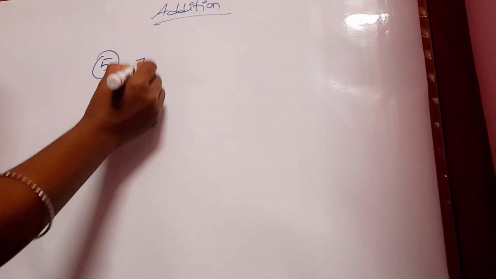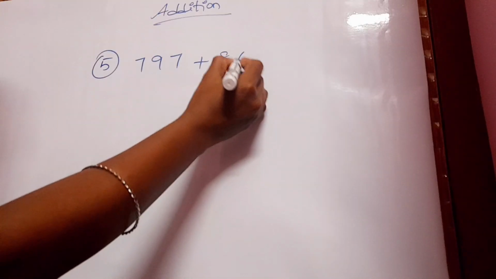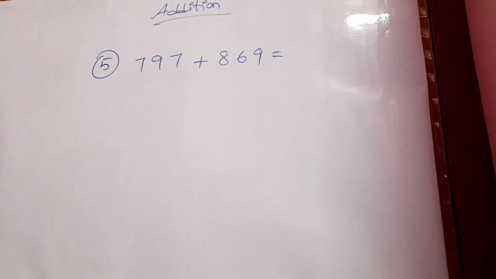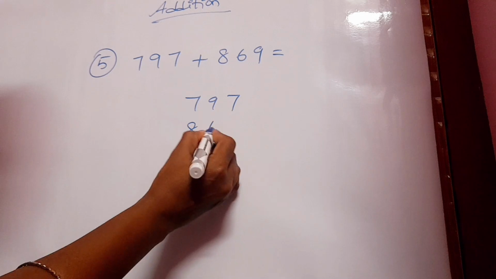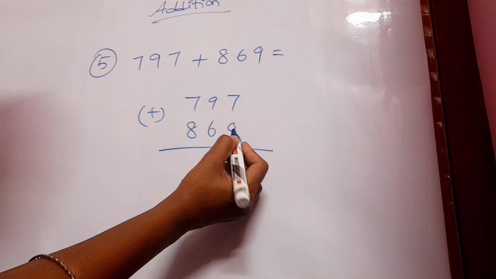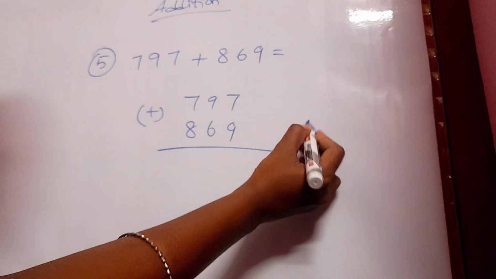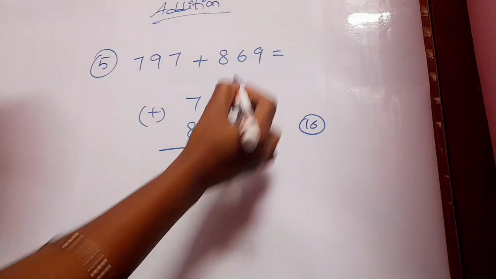Fifth sum. 797 plus 869. What will be the answer? 797, 869. 7 plus 9, we get 16. 6 will be here and 1 will be at the top.